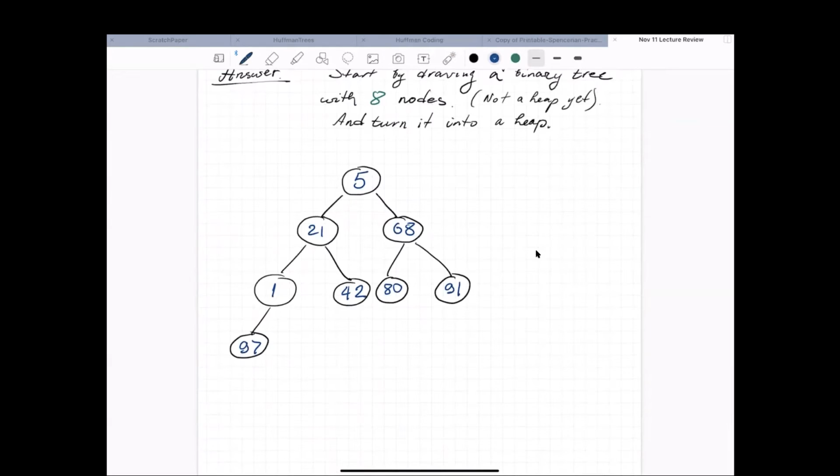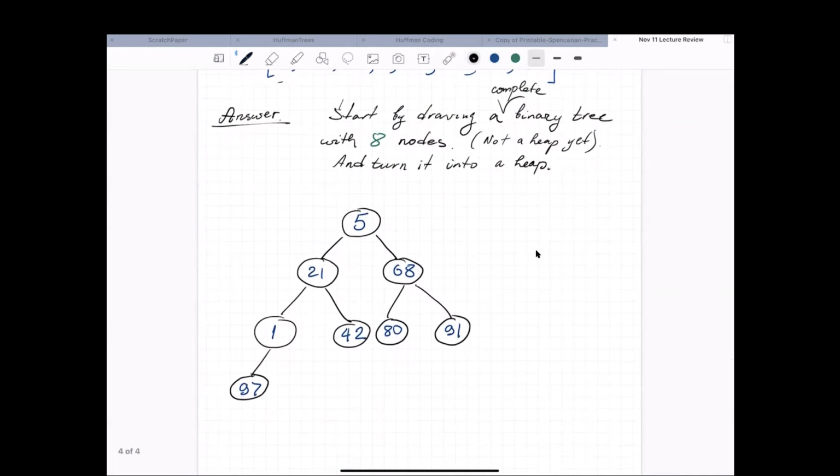What do I do? Step 1. You start at the leaves. Yes. So you start at 97, you swim it up. Turn this into a heap. Let me just do what you've just suggested. Start at where? What should I say?